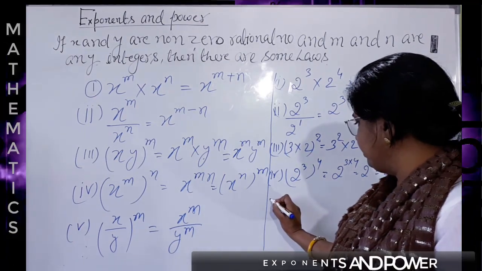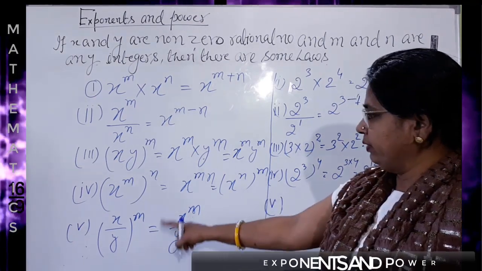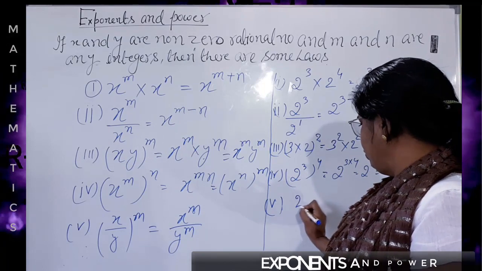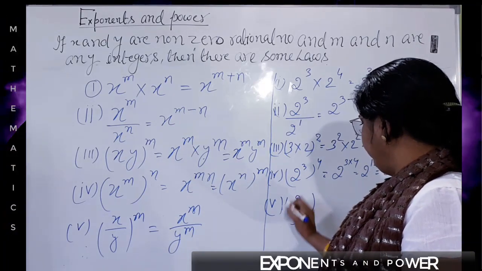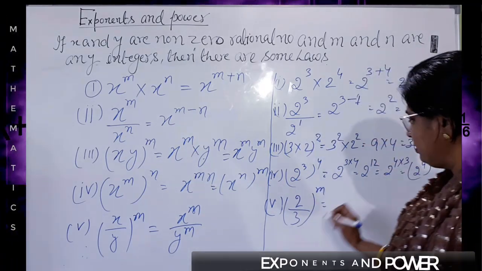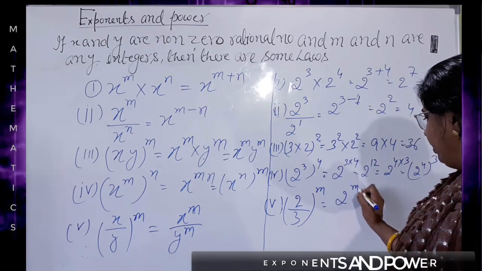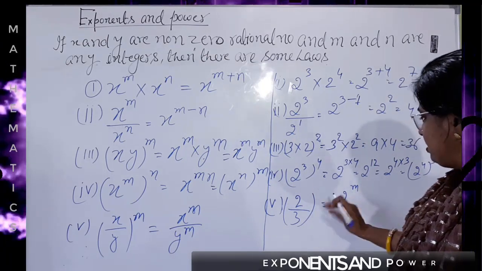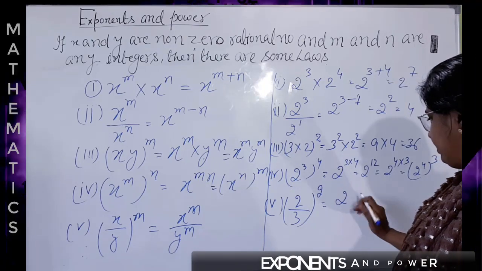Now fifth number is x by y to the power m. Suppose 2 by 3 to the power m, then it can write 2 to the power m means suppose one example 2, digit is 2.